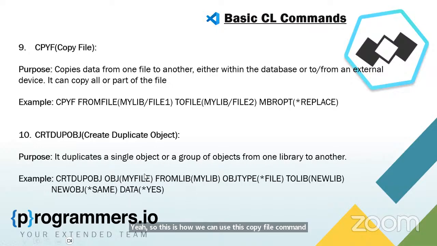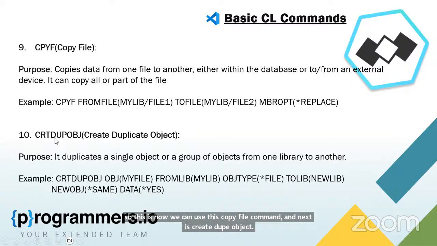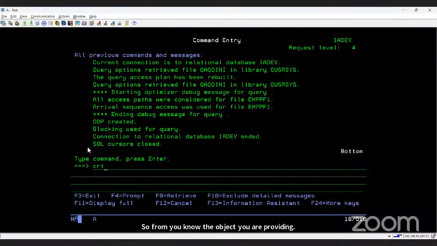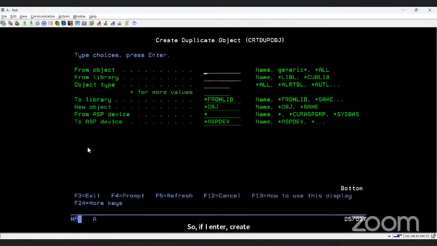And next is create dupe object. As the name says, this command is used to create a duplicate object from the object you are providing. If I enter create dupe obj and press F4, you'll get to this screen where it says from object, from library, object type, and to which library you would like to copy, and the new object. So if I enter this, I'll show you. Let's say EMPPF again. This is the object, from this library.